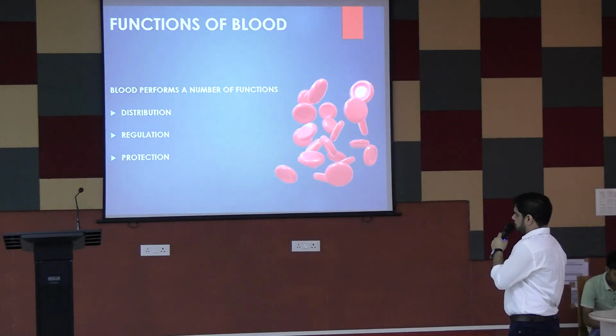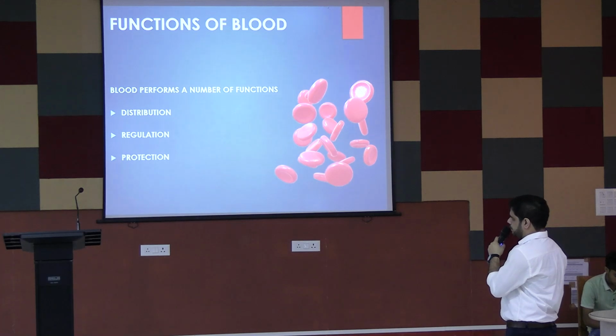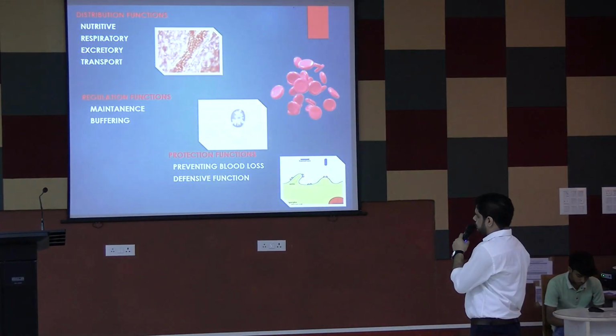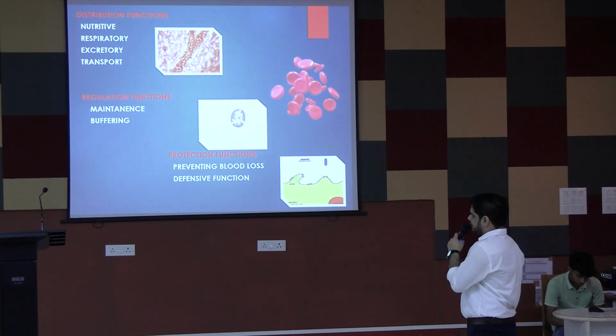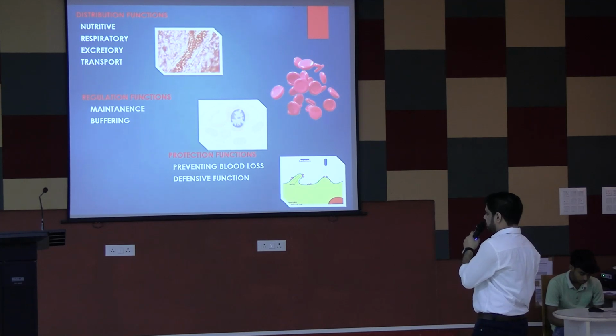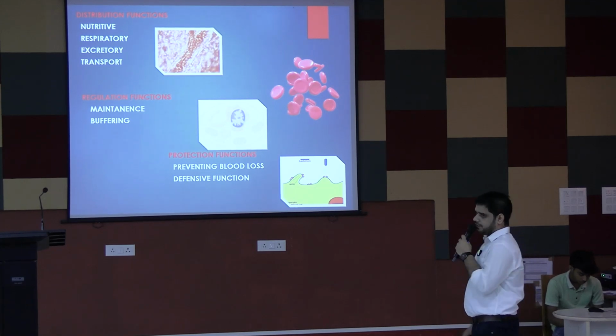Functions of blood. Blood performs a number of functions: distribution, regulation, protection. Distribution function: nutritive, respiratory, excretory, transport. Regulatory functions: maintenance and buffering. And protective function: preventing blood loss. And defensive function.